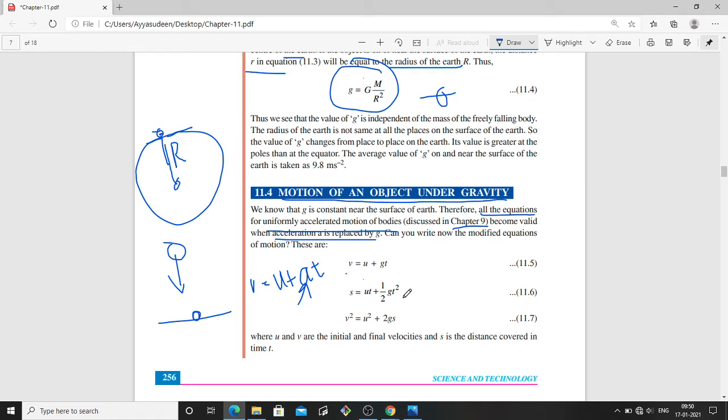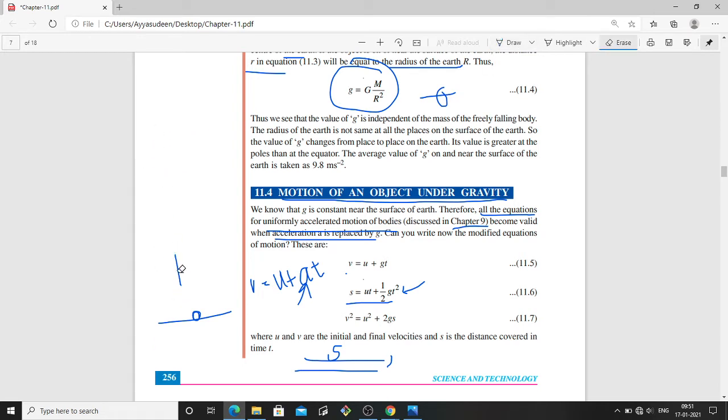And there is another formula from chapter 9, that is s equal to ut plus 1 by 2 g t square, where s is the distance covered in time t. So this is another formula. Now we are going to do a simplification.